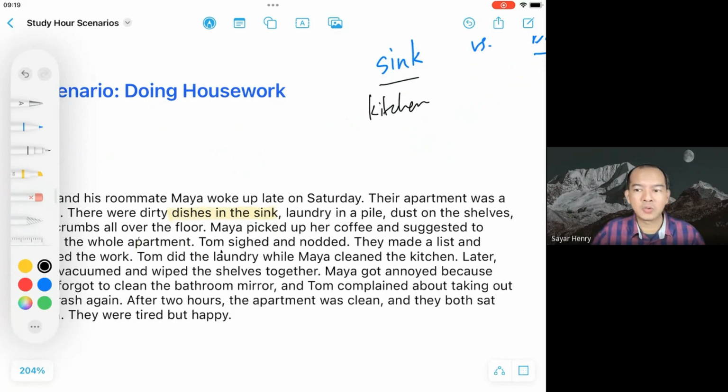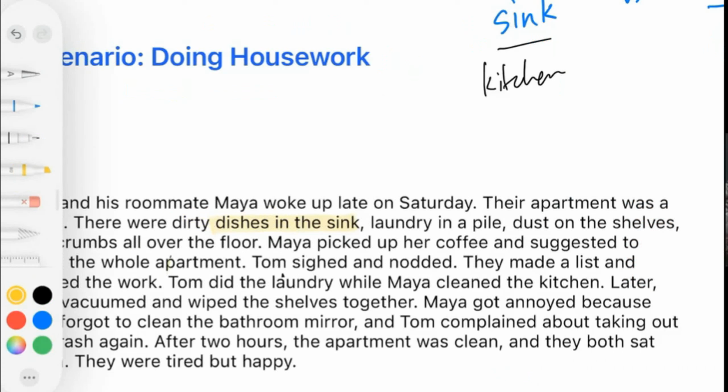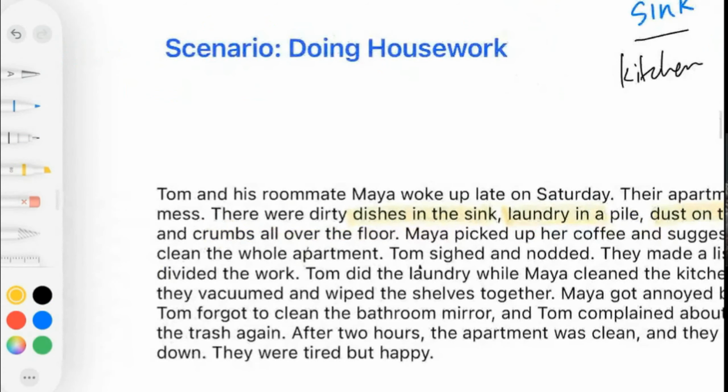And then laundry in a pile. Laundry. Usually you don't say clothes. Your laundry in the pile means your laundry basket is full of clothes that are dirty and haven't been washed. So, laundry in a pile. And then dust on the shelves. That's easy. And then crumbs all over the floor. This could be useful.